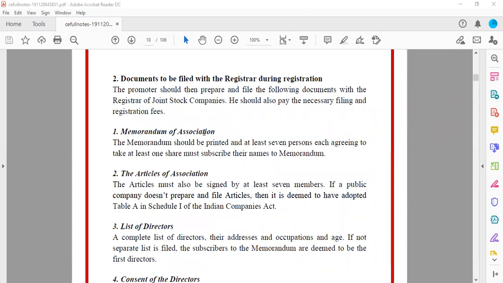So first is MOA and AOA. These are compulsory documents, and the MOA and AOA will talk about what the company is going to do. What is the business of the company and how the company is going to behave in the market.